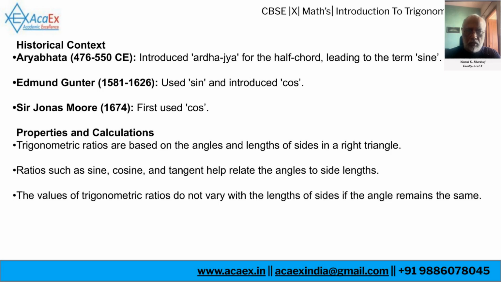Properties of ratios. A key property of trigonometric ratios is that their values for a specific angle do not change even if the lengths of the sides of the triangle change. As long as the angle remains the same, its sine, cosine, and other ratios will also remain the same.